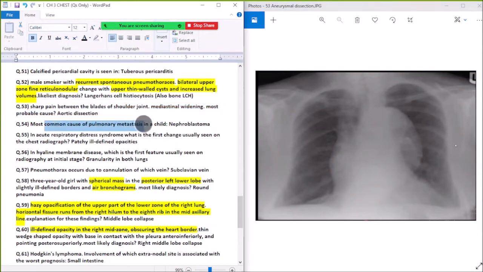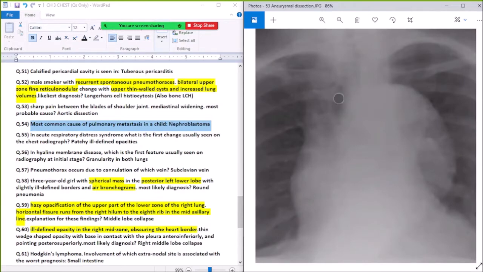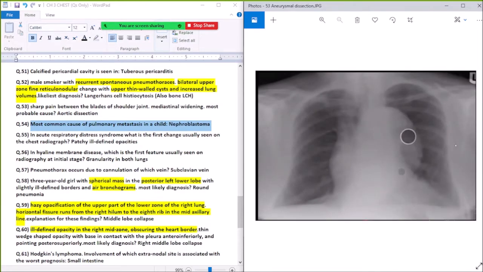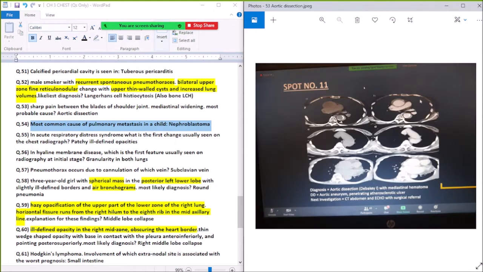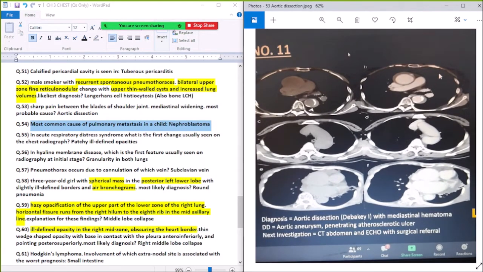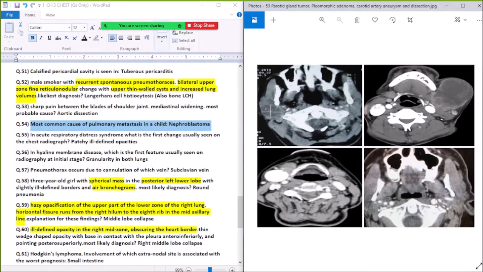The most common cause of pulmonary metastasis in a child is nephroblastoma. The aneurysmal dissection is seen at the superior border of the heart in the mediastinum with a well-defined medial border and indistinct lateral border, pushing the trachea and right main bronchus upward. Diagnosis is aortic dissection, Type A, with mediastinal hematoma.